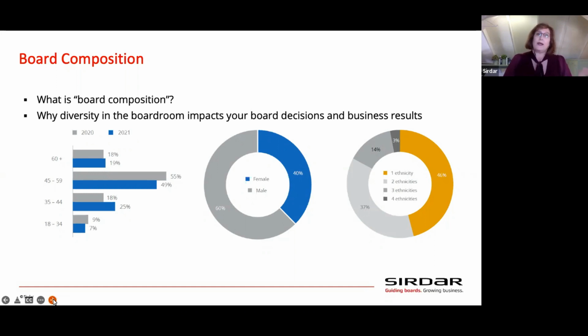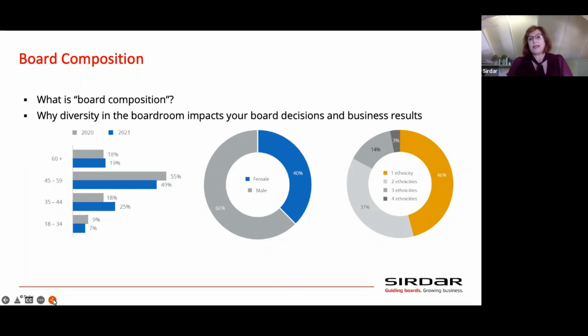Here we see that in 2020, only 23% had female representation, and here we see a growth to 40% of those respondents. And here's an interesting point: boards with at least one female director report a higher impact on company performance and increased EBITDA compared to the previous year.